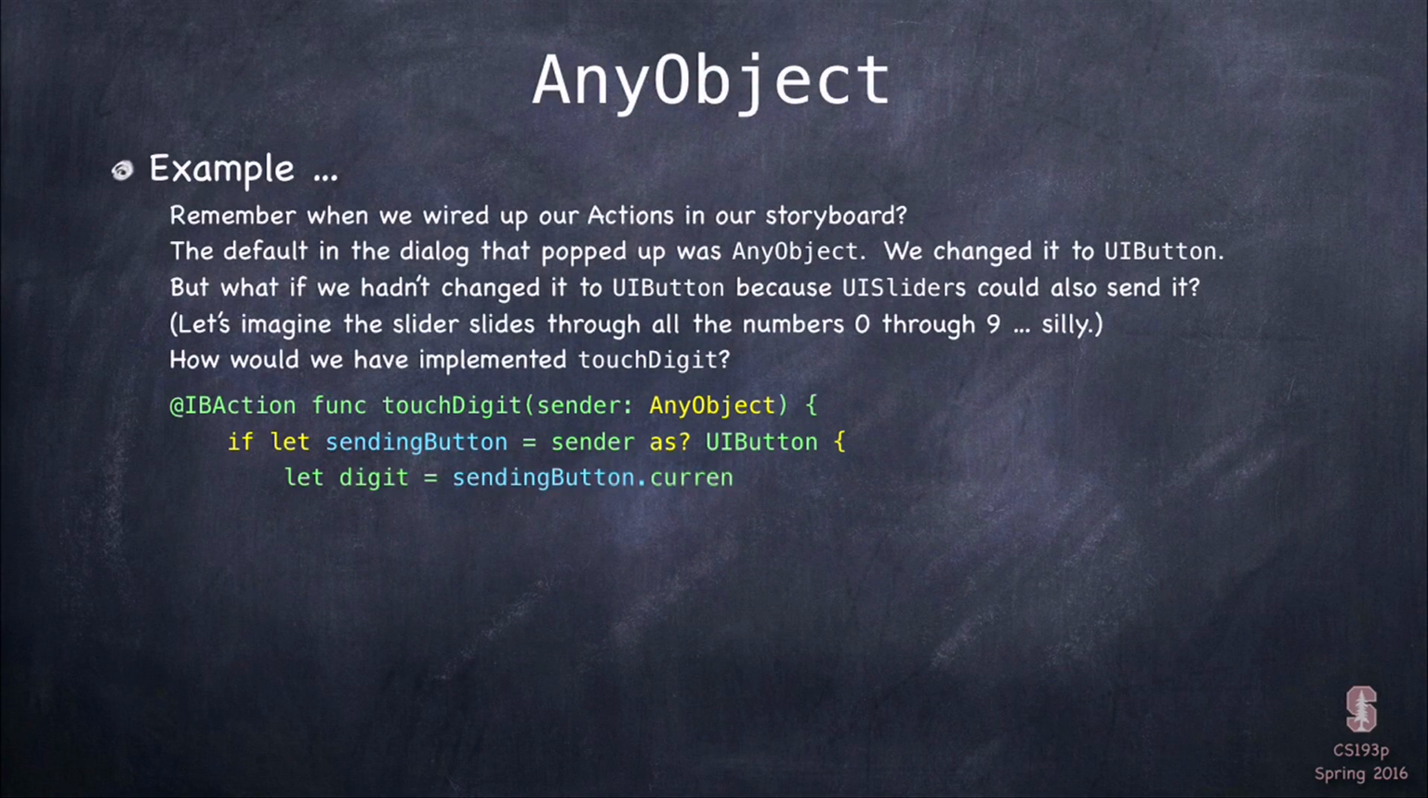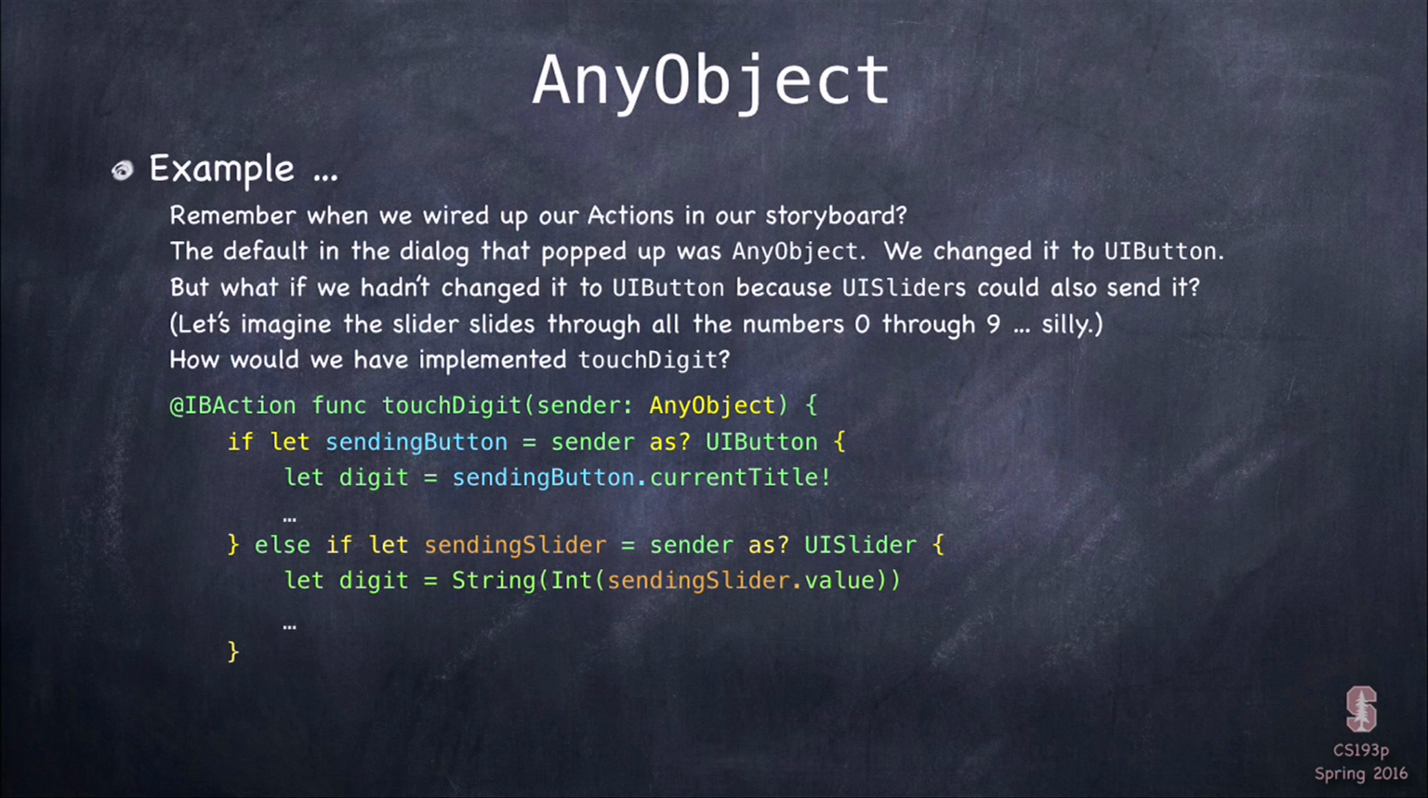Okay? So what would code look like, let's say, on touch digit? If we had touch digit and we had any object instead, we'd probably say if we can let sendingButton equal this sender as a UIButton, then we'll treat it as a button, get its current title, and go. Otherwise, else, if we can let sendingSlider equal the sender as a UISlider, then we'll let the digit equal the sendingSlider's value, which is a double, we'll convert it to an int, and we'll convert that to a string. Okay? That's how we get the digit.